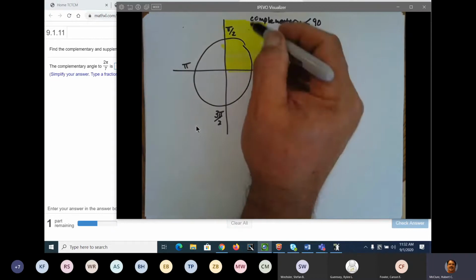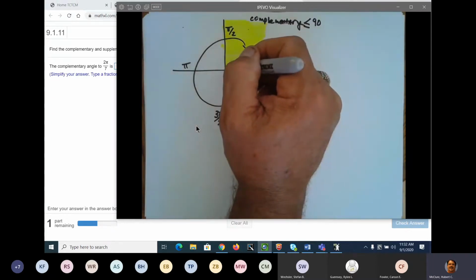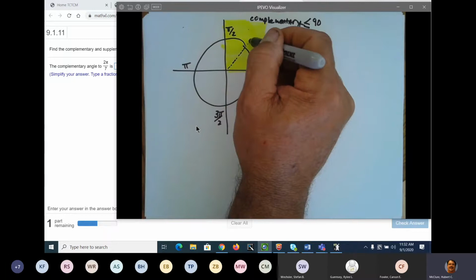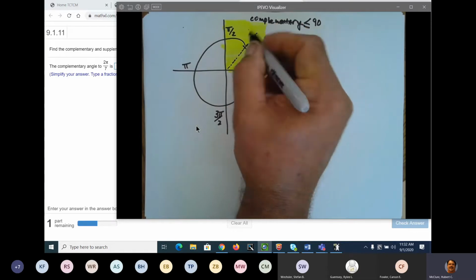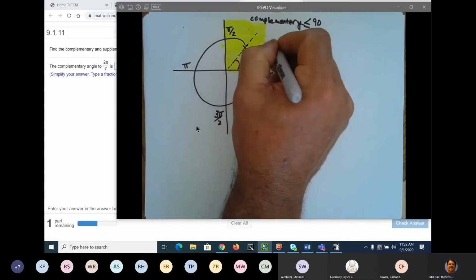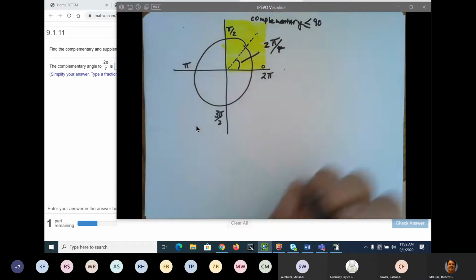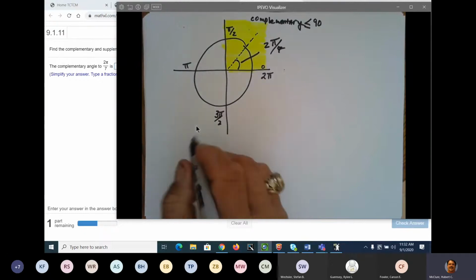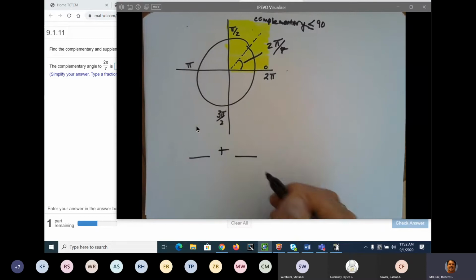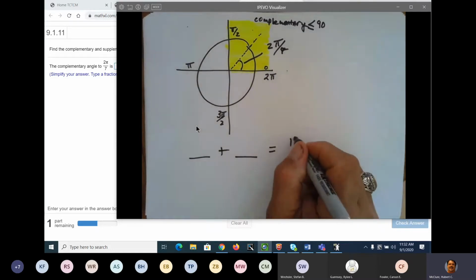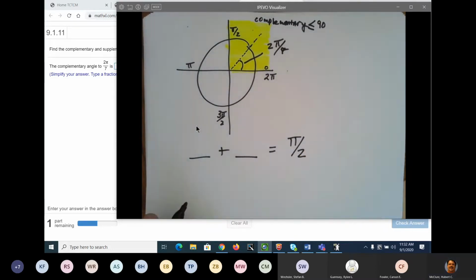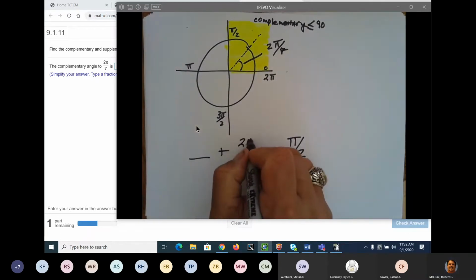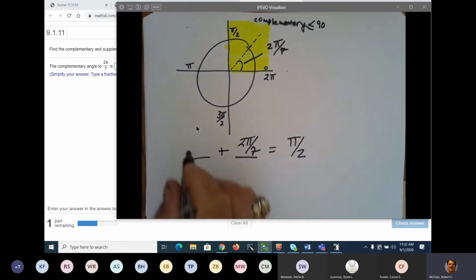So let's just draw 2 pi over 7. We'll just draw it in here somewhere. We have no idea where it is, but we know that that angle right here is 2 pi over 7. So instead of 90 degrees, it's equal to pi over 2. So one angle plus the other angle is equal to pi over 2. We know one angle is 2 pi over 7. And we'll call this angle x.